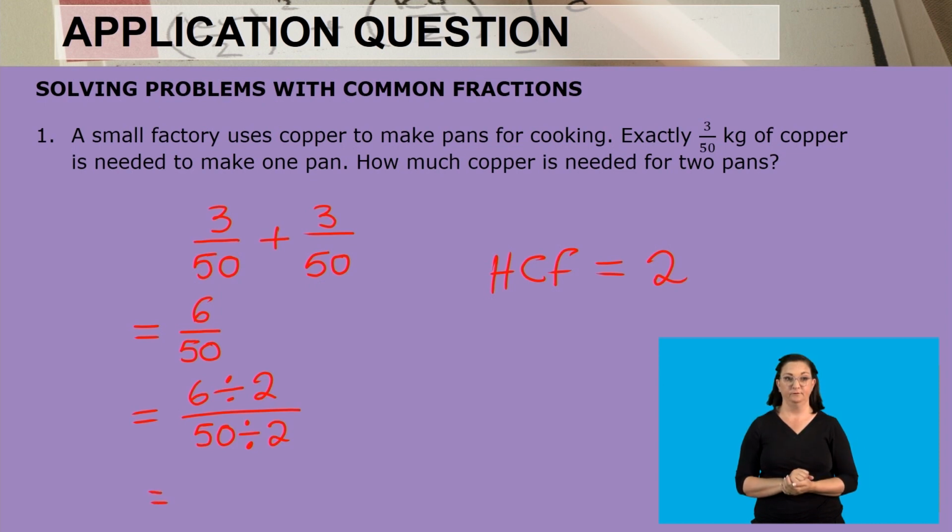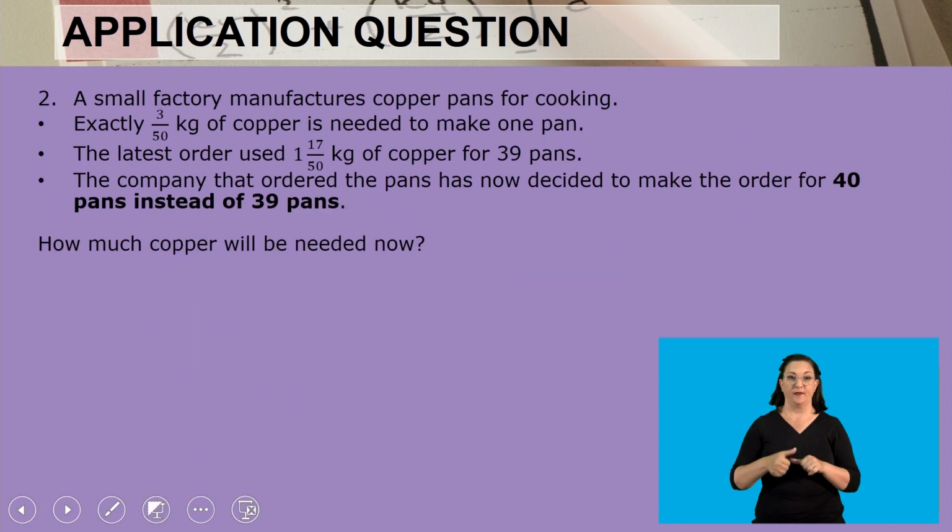So what is 6 divided by 2? That is 3. And what is 50 divided by 2? That is 25. It means that how much copper are we going to need for these 2 pans? It is going to be 3/25 kg of copper. Let's move on to the next one.